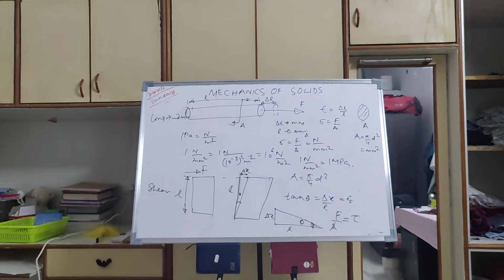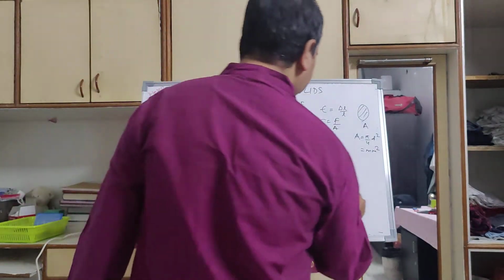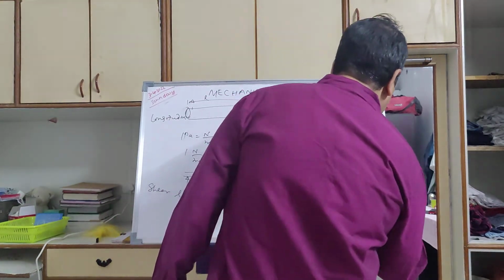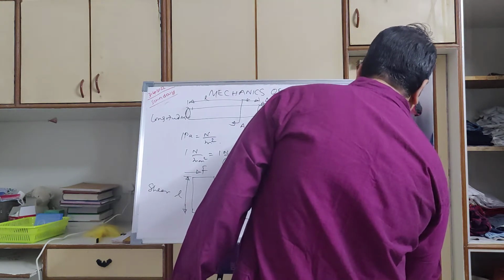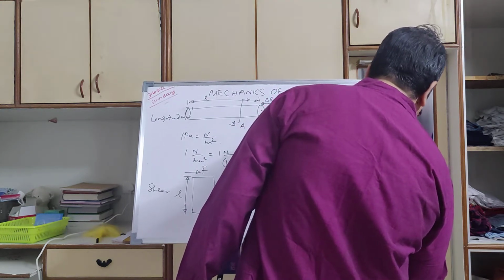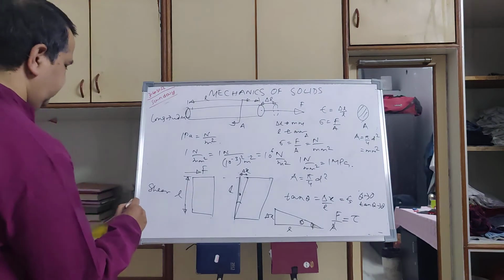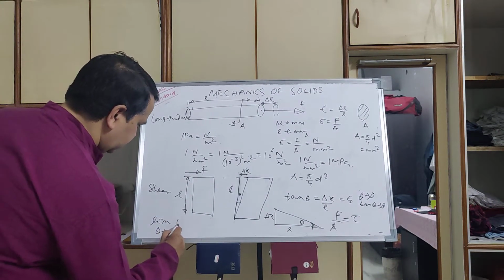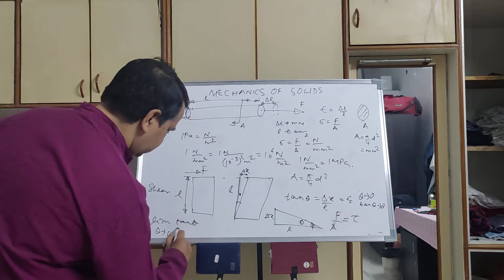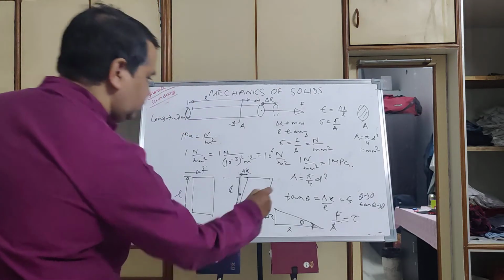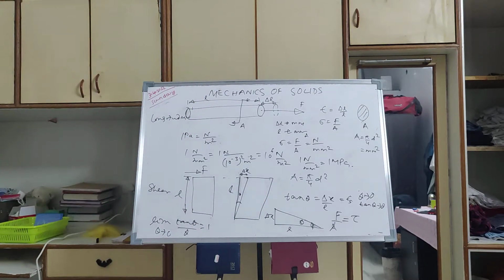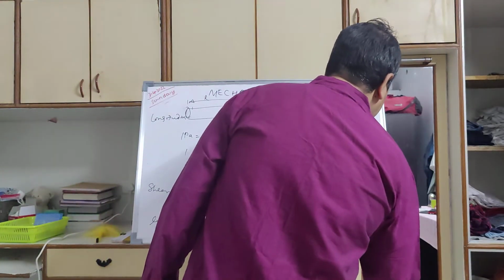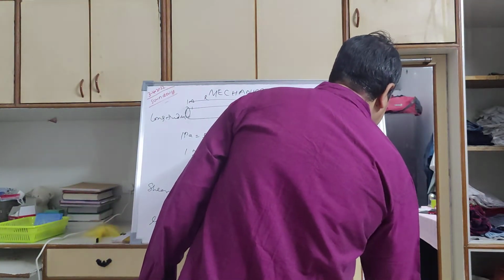When theta tends to 0, tan theta tends to theta, right? That you know by the limit: as theta tends to 0, tan theta by theta is equal to 1. So tan theta becomes theta, and your shear strain is nothing but theta. This angle theta is the shear strain.